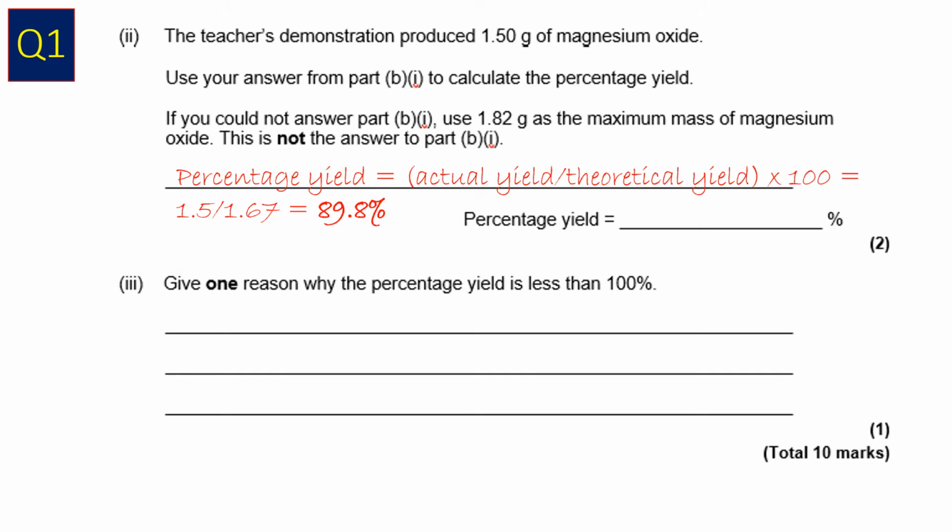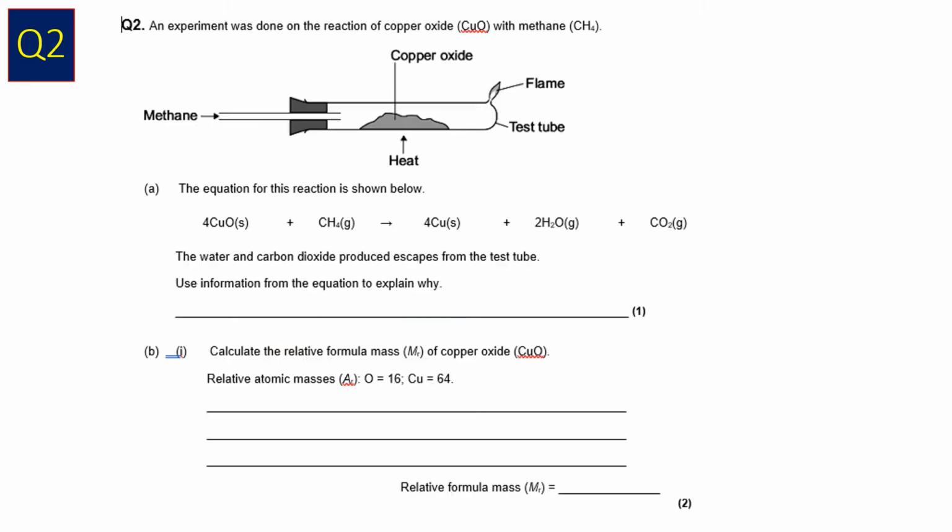We're then asked, why didn't we get 100% yield? There were lots of reasons you could have given for this. Most common answers were not all the magnesium reacted, or some magnesium oxide was left in the tube, or maybe lost when you transfer it to the scales.